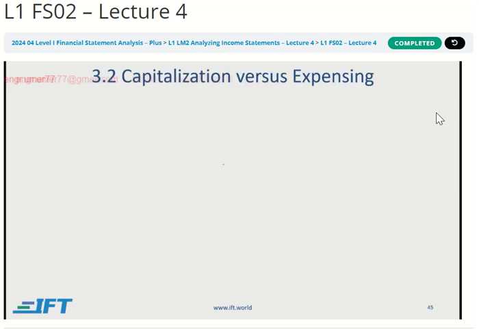Capitalization versus expensing. Very, very interesting concept. Again, think of this in terms of the accounting equation. So let's say my cash is going down, right? My cash is going down because I am paying for some goods which I am buying, but then my inventory is going up. So overall, there is no impact on my total assets, and therefore there is no impact on my total liability and equity, right?